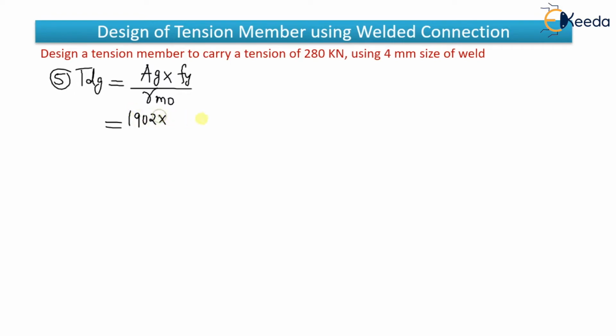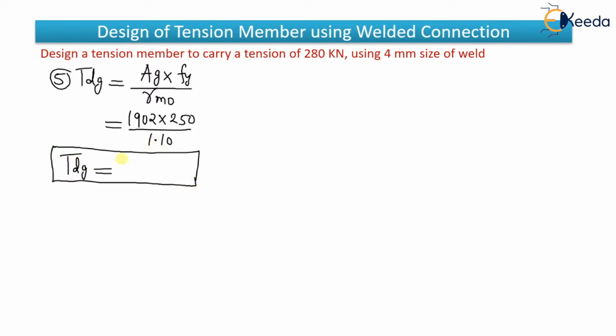It will be 1902 into Fy. What is the value of Fy? We always take it as 250 divided by 1.10. So what will be the value of TDG then? After the calculations you can check it. It will be 432.27 kilonewton. Now we have calculated the value of TDG.